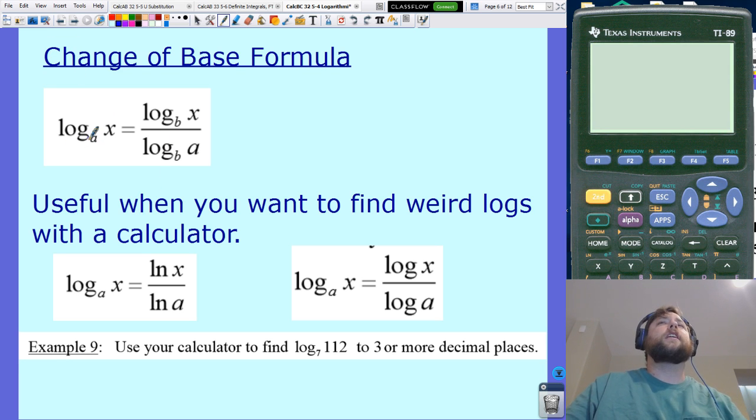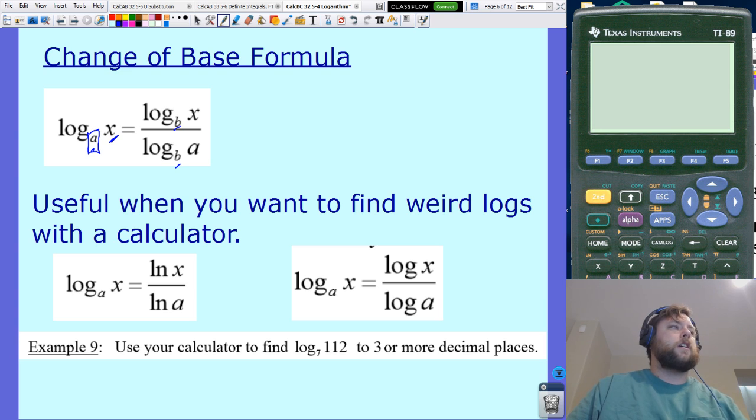So the idea is that you have a log base a of x, a weird base, and you can change it to a different base, and this can be any base. So it'll be the log of x over the log of a. And this could be any base. This is useful when you want to find weird logs with a calculator.